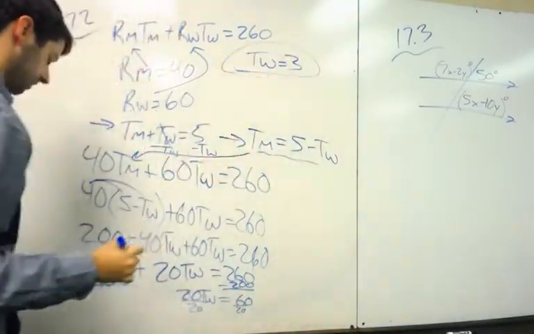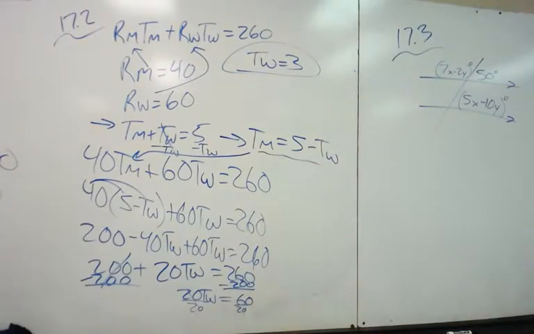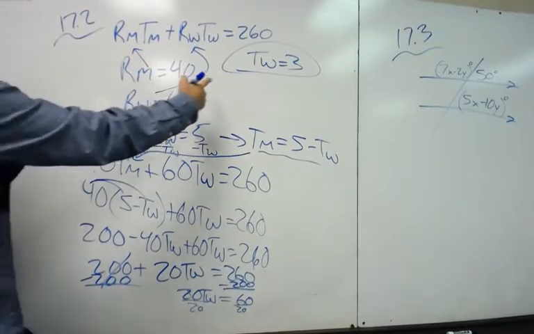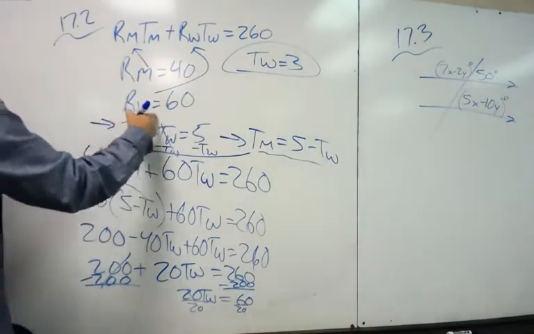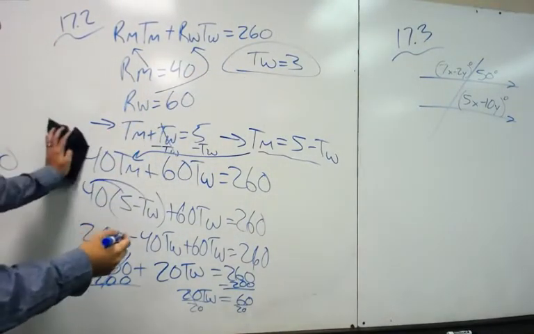Now let's see, what did we need to find? It asked us to solve for all of them. Yeah, so we got TW. We already know RM and we already know RW. Let's erase some clutter here.